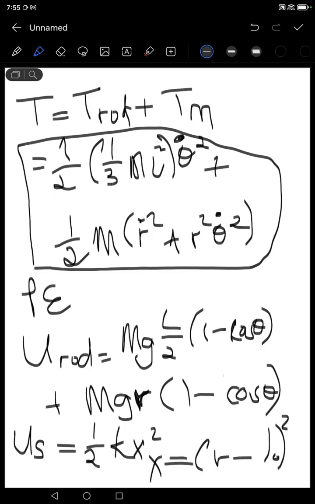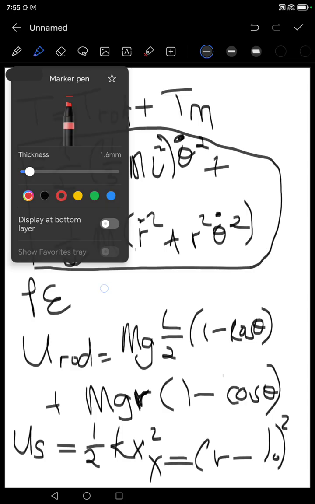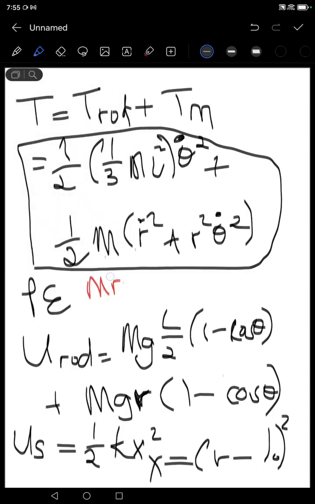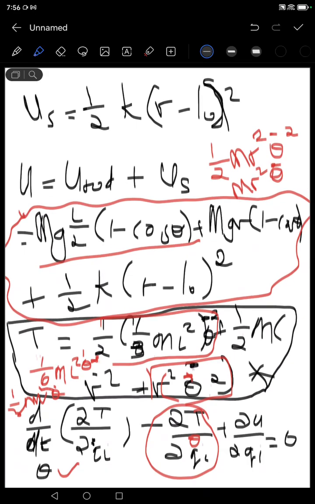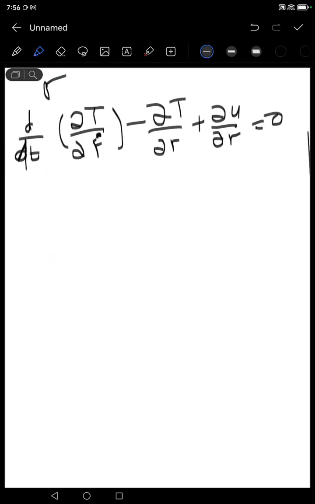Here we have the r dot. So the derivative of 1/2 m r dot squared is going to be m r dot. So it's going to be d over dt of m r dot, minus, because we only have one r dot in our kinetic energy.